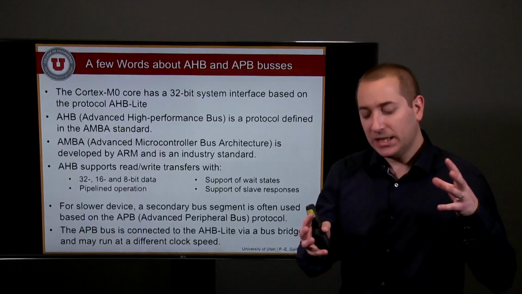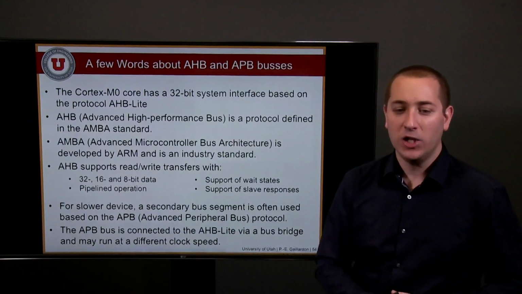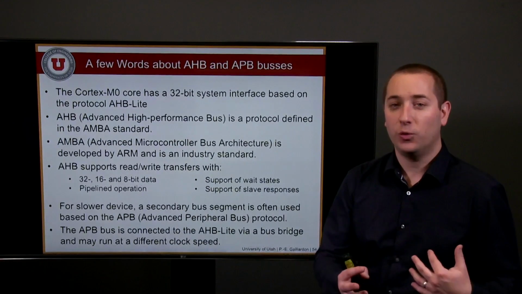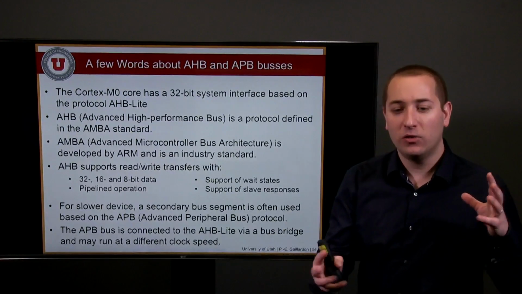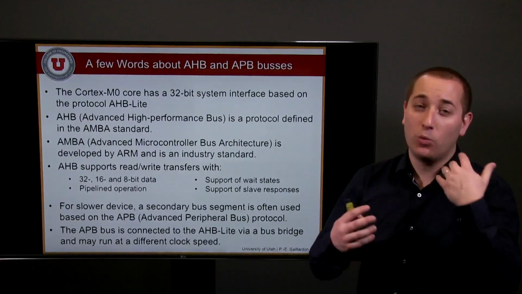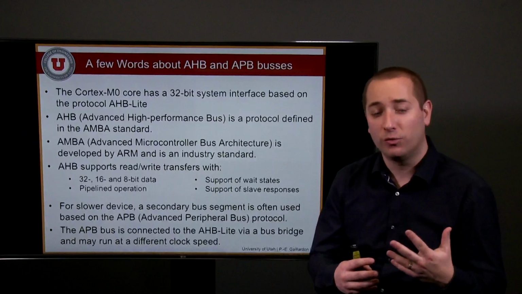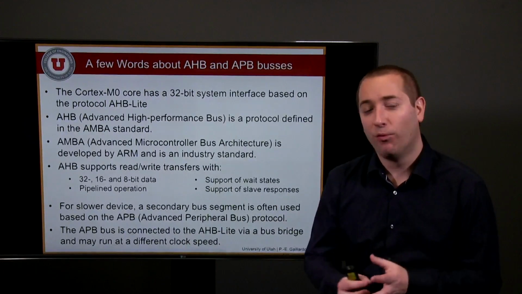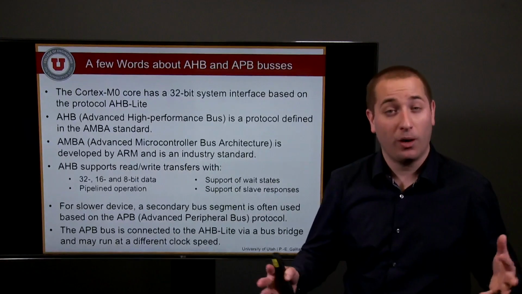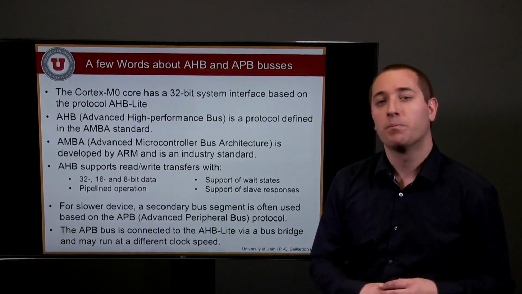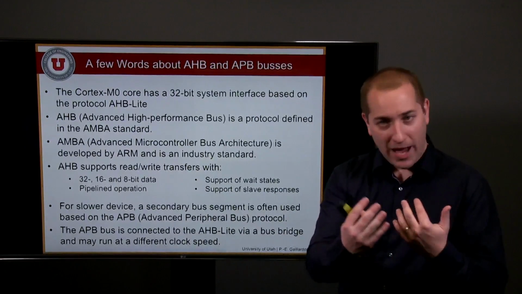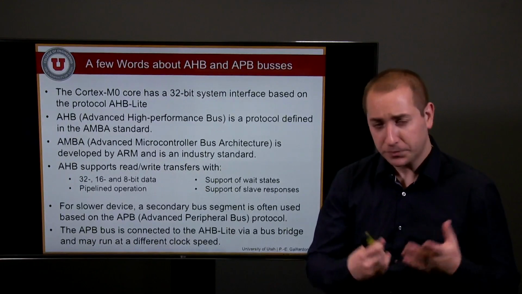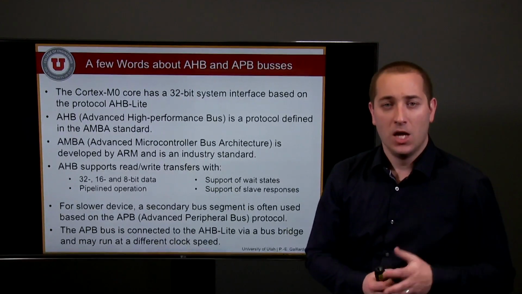Basically, the AHB bus is designed to support read and write transfers with different data widths, with pipeline operations, support for wait states, slave responses, and so forth and so on. So the bottom line is that it's a very high performance parallel communication bus that is designed to enable maximum flexibility and performance in a complex system.